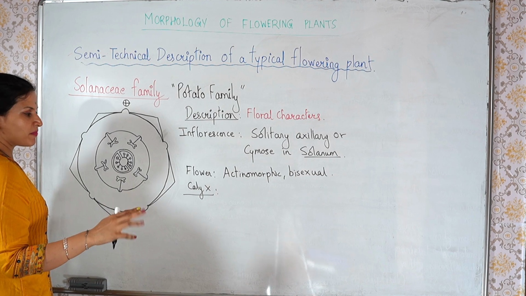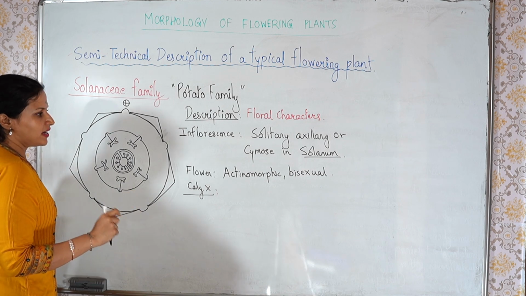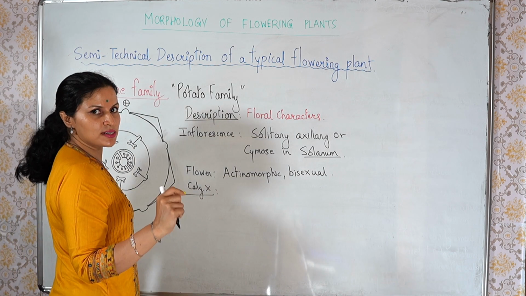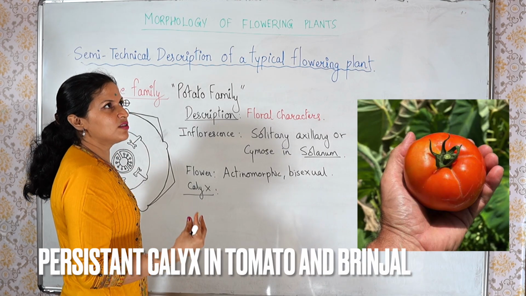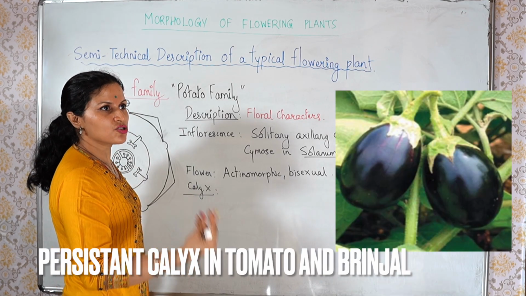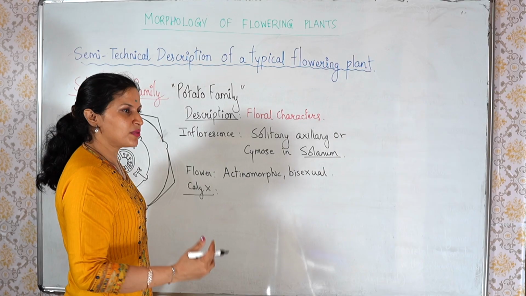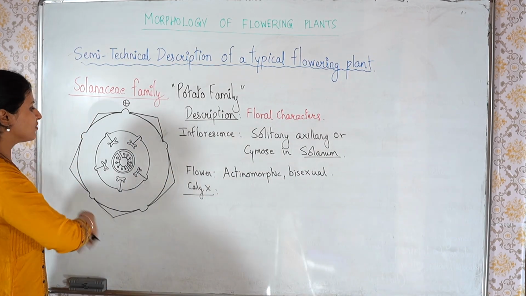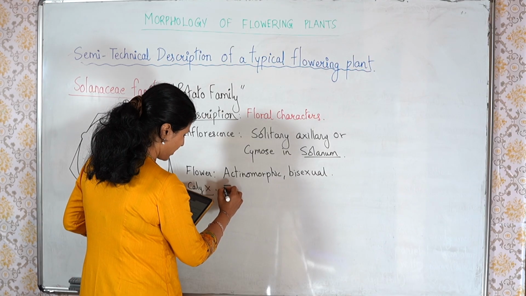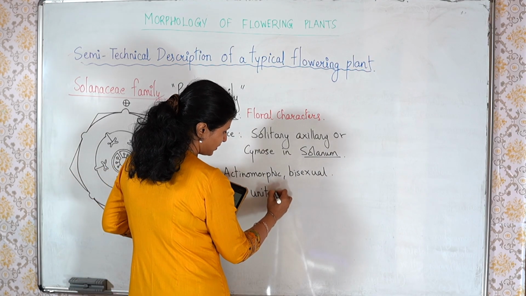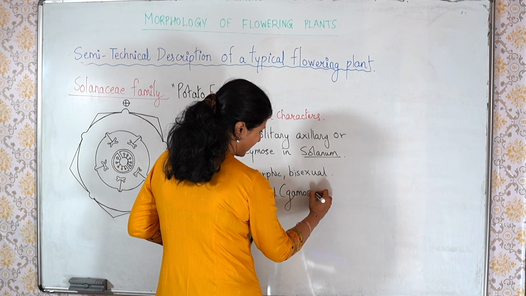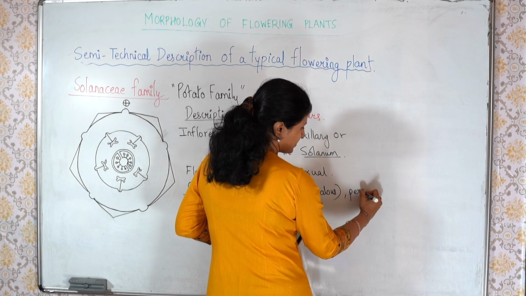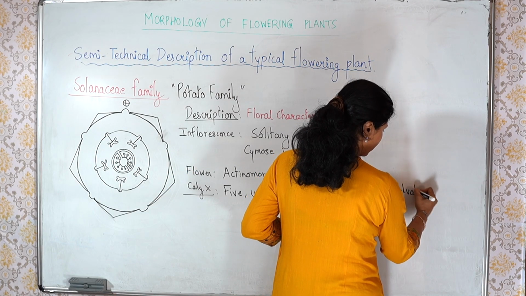So it's a gamosepalous condition, and the calyx are supposed to be persistent calyx, that is, they remain with the fruit even when the ovary matures. They do not wither, they remain persistent. Such type of calyx is called a persistent calyx, and it's a valvate aestivation. So calyx are 5 united, that means fused, gamosepalous. They are persistent and it's a valvate aestivation.